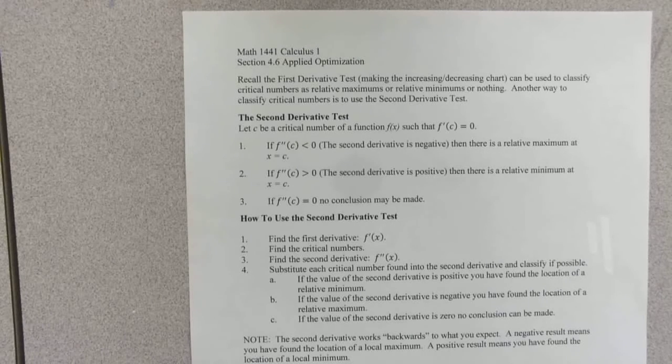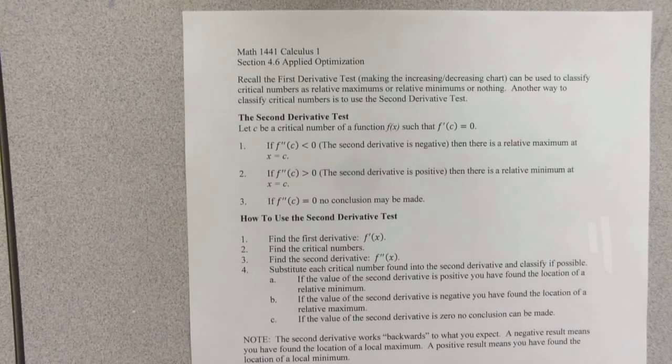Section 4.6, Applied Optimization. Now, back a couple sections ago when we were doing all our graphing, we made an increasing-decreasing chart. And from that chart, we were able to tell when something was a local maximum or minimum. We looked for changes in the original function, from increasing to decreasing or decreasing to increasing, or changes in the first derivative from positive to negative or negative to positive. What we were really using there was the first derivative test.